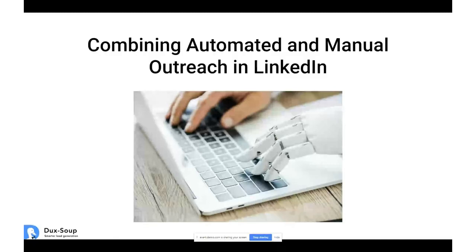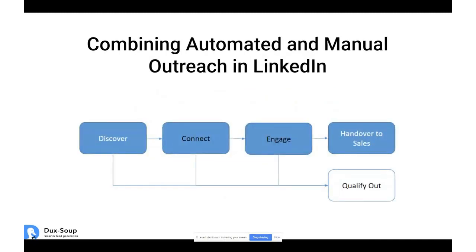So if we look at the LinkedIn lead generation process from a high level, these process steps here that we've outlined, the discover, the connect, the engage, and the handover to sales, these are common between both manual and automated lead generation process. And this illustration here can help to illustrate how the two worlds of automation and manual activities overlap and interact.